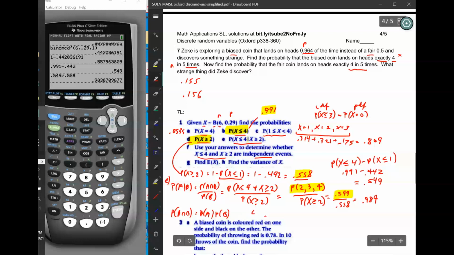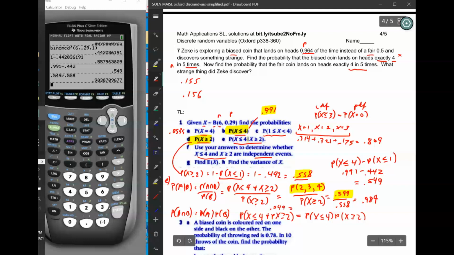So I'm just going to rewrite it here with the situations that we're looking at. The probability of A intersect B is the probability that x is less than or equal to 4 and x is greater than or equal to 2. The probability of A is the probability that x is less than or equal to 4, and the probability of B is that x is greater than or equal to 2. So let's check this. The one on the left we saw is 0.549.